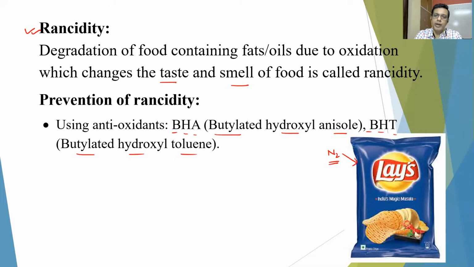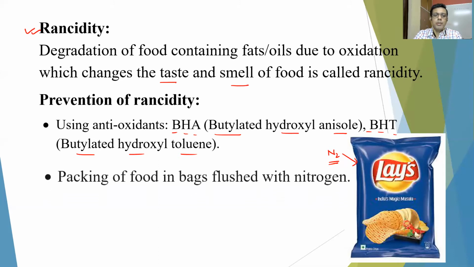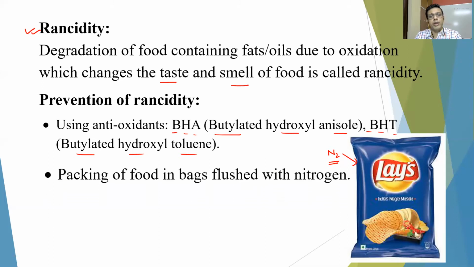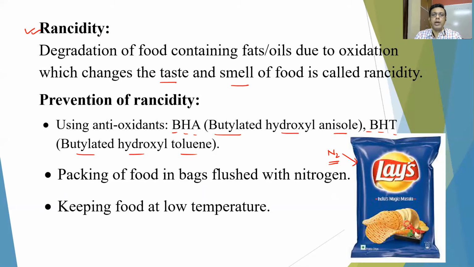If you fill it with normal air containing 21% oxygen, that oxygen will react with the food items and the taste and the smell will get destroyed. That means they get oxidized, they get rancid. So by packing the food in bags flushed with nitrogen, rancidity can be prevented. It can further be prevented by keeping the food at low temperature, in the refrigerator. When the food is kept in the refrigerator, the process of oxidation becomes slow. Actually, these oxidation processes are catalyzed by some enzymes, and the efficiency of the enzymes reduces at low temperature.